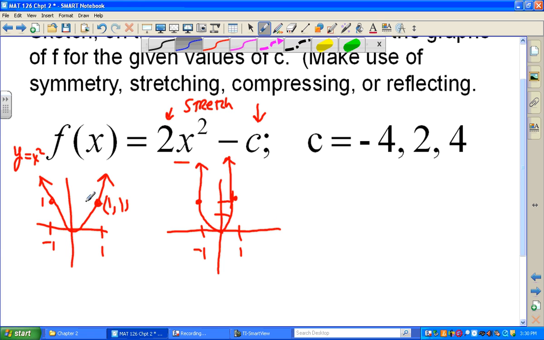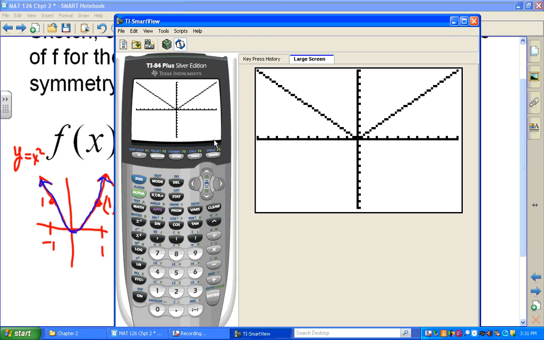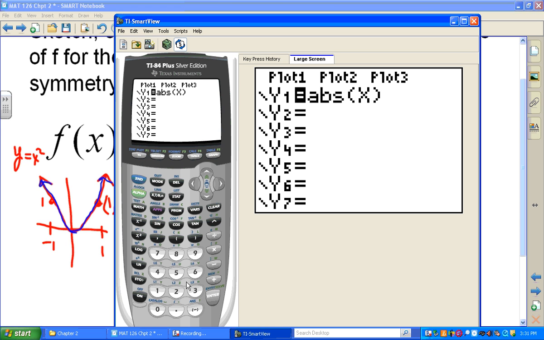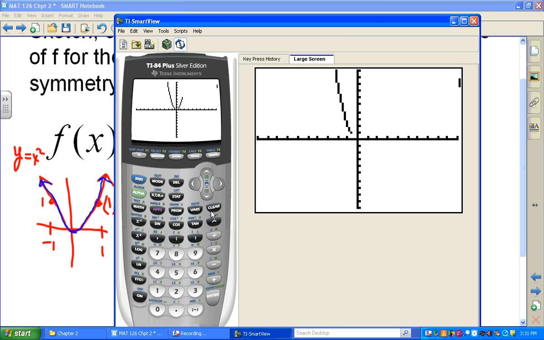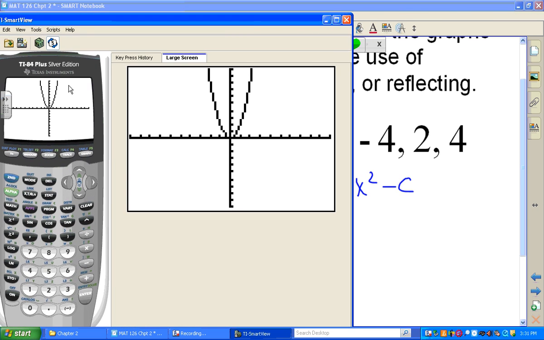The actual graph, if I were to keep it in blue, is a little wider. Okay? So it goes a little wider. So there, that's stretched by a factor of 2. Okay? There's a point 1, 1 and negative 1, 1. So we see that's a stretch. This c, if I take 2x squared minus c, well, on my graph, I'm going to put in the equation y equals 2x squared. Graph. Booyah. There it is.